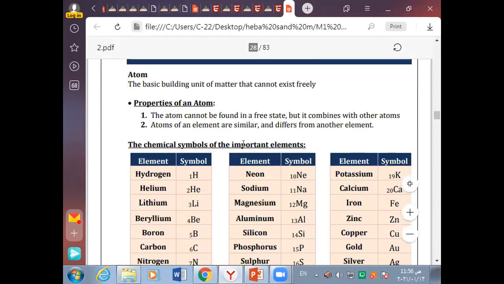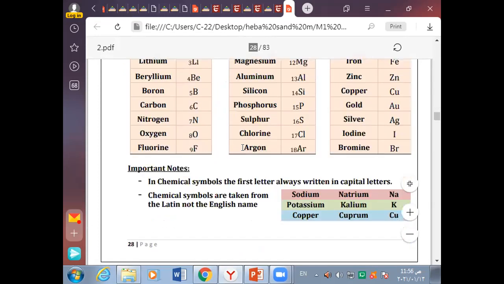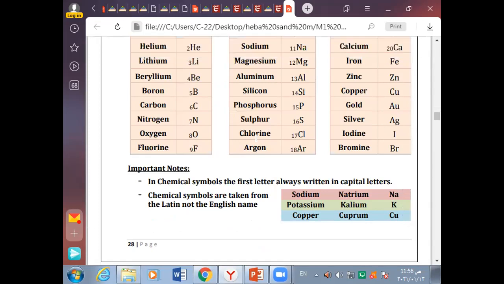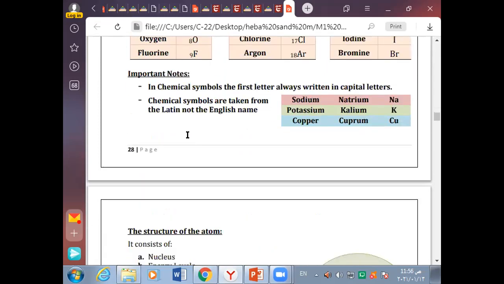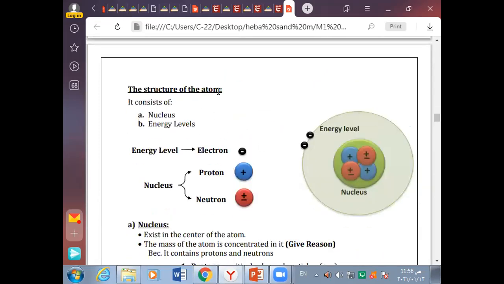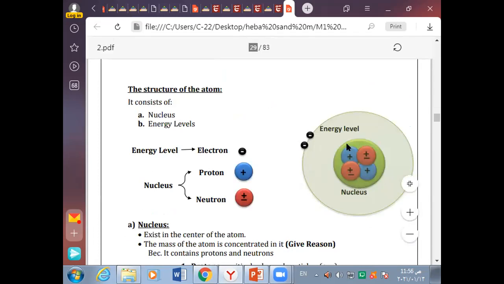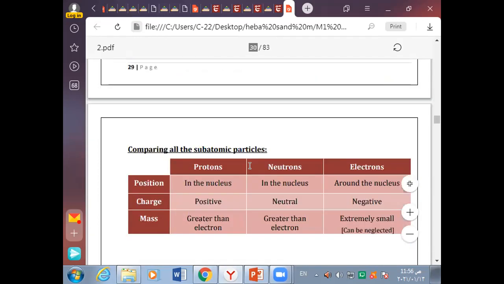Atomic structure: we have here the chemical symbols of important elements. You should memorize or keep in your mind each symbol and its element name. Structure of atom: inside the nucleus of the atom we have protons and neutrons. Protons are positive and neutrons are neutral. And around the nucleus there are electrons, negatively charged.